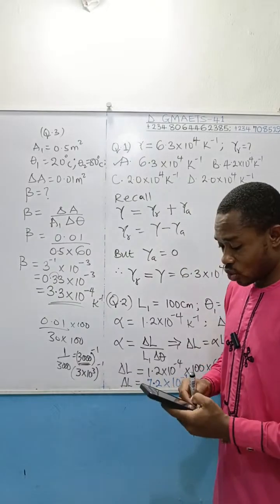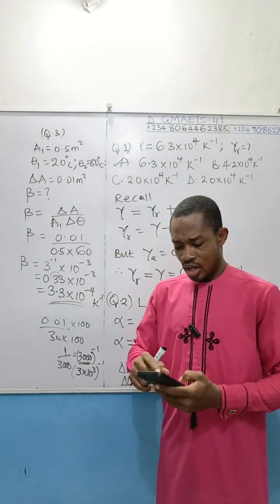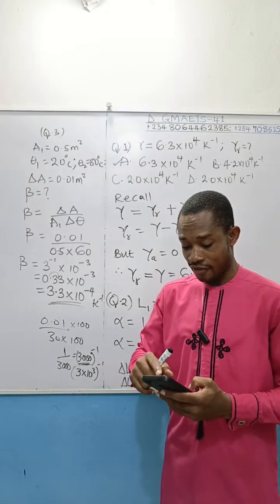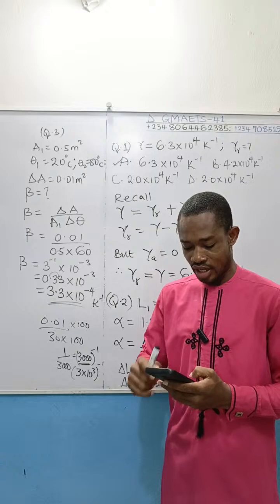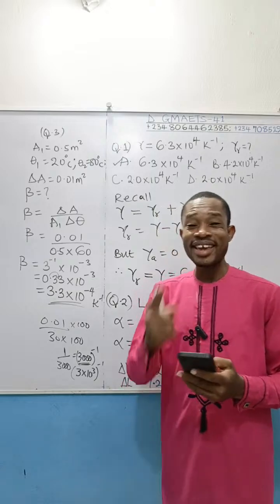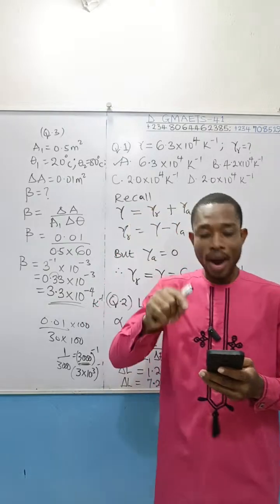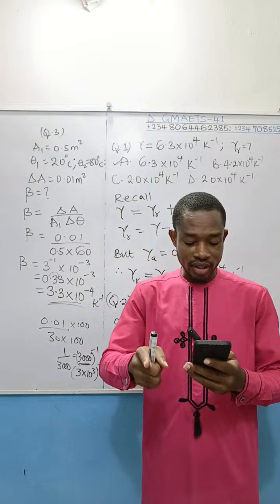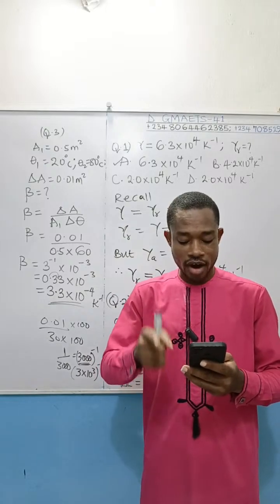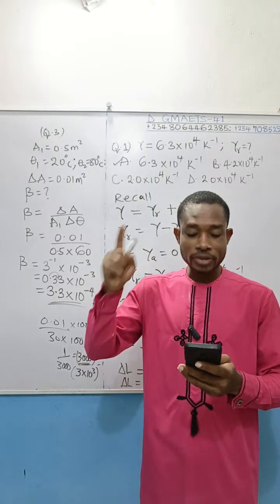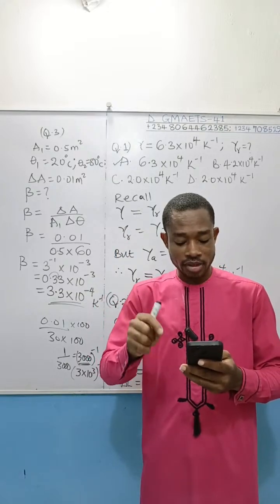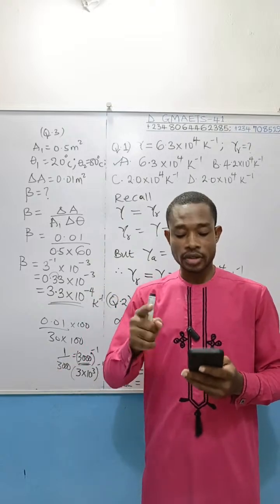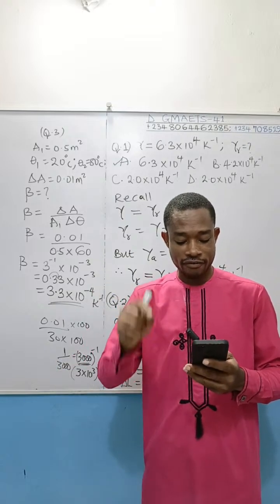All right, we are done with this question, and I can't remember dictating the options to these guys. Therefore, I am going to dictate the options. Option A, 1.0 times 10 to the power of minus 4 per Kelvin. Option B, 2.0 times 10 to the power of minus 4 per Kelvin. Option C, 3.0 times 10 to the power of minus 4 per Kelvin. Option D, 4.0 times 10 to the power of minus 4 per Kelvin.